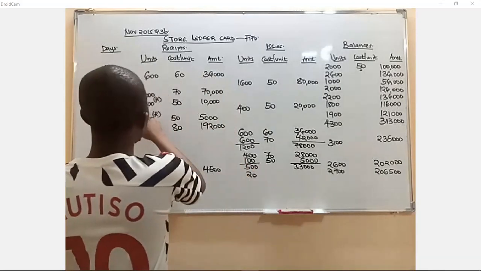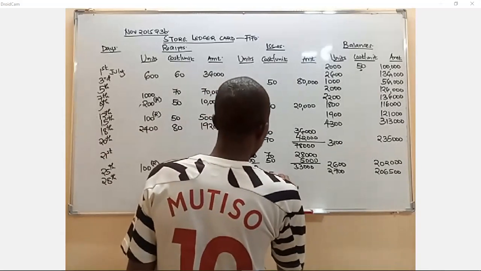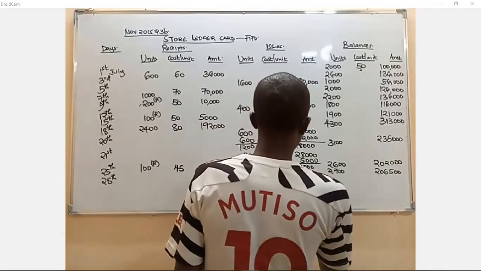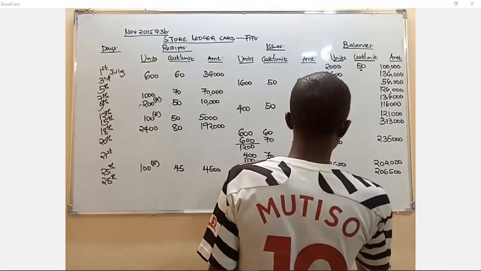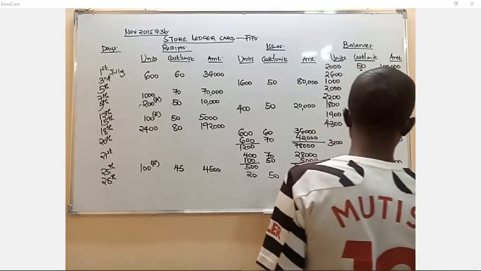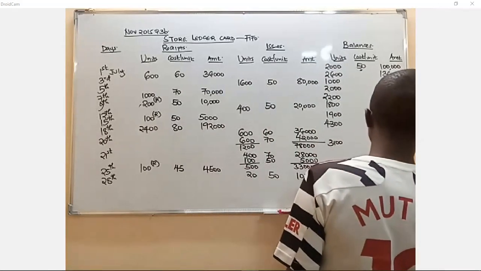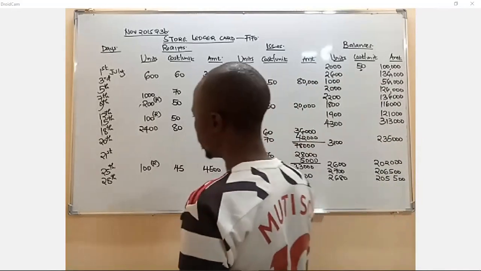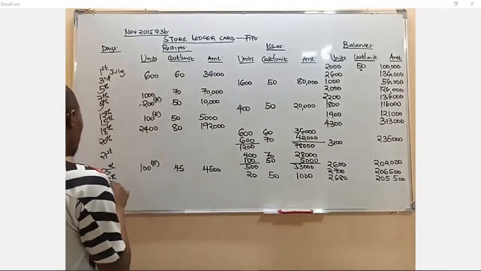So the price ni ngapi yenye tunatumia? 50. Hapo unapata 1,000. Toanisha pale, you are going to be getting 2680. And then hapa we are going to be remaining with 205,500. That is our shortage. Let us go to 29.